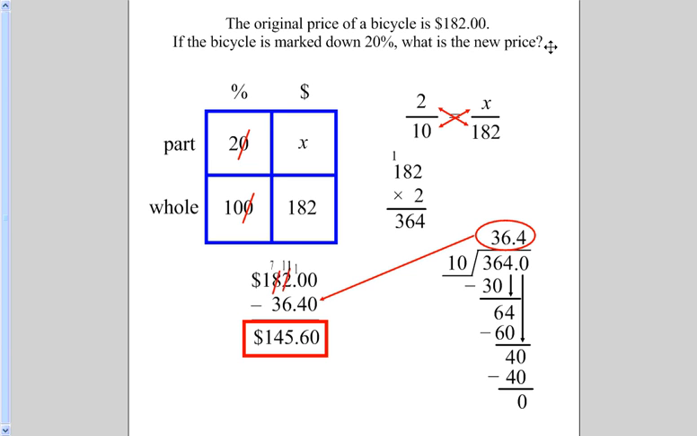Don't forget this final step over here. Read the questions carefully and see what they're asking. If the question asked, what is the discount, then the answer would have been $36.40. In this case, it asks, what is the new price when the bicycle is discounted by 20%? So we need to go through the final step and subtract the discount from the original price.